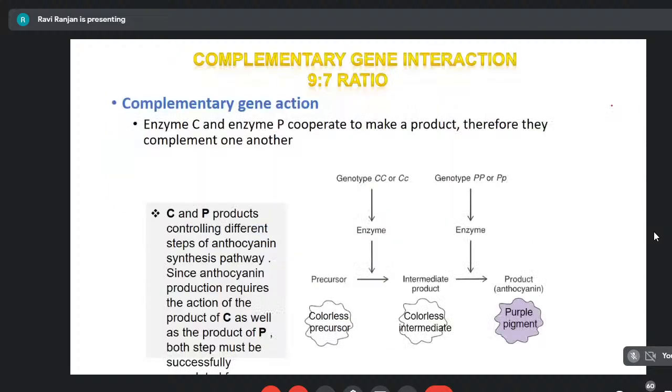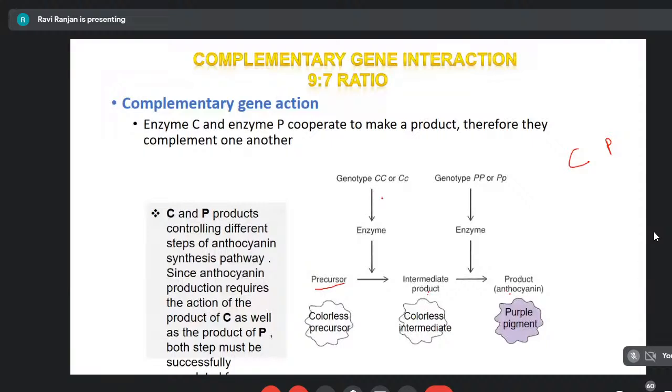An example is flower color in the pea. Say there are two genes, gene C and gene P. Gene C is responsible for converting the precursor into an intermediate product, and gene P is responsible for converting this intermediate product into the pigment anthocyanin, which is purple in color.